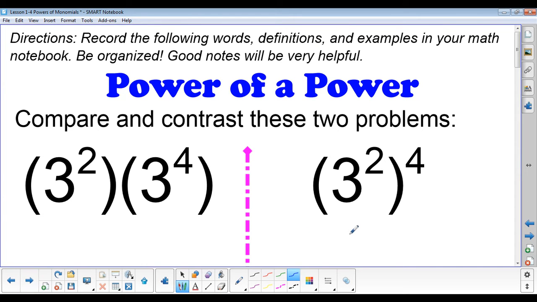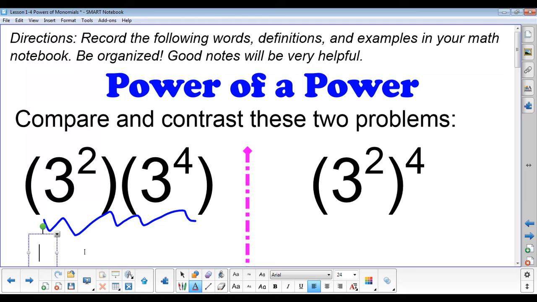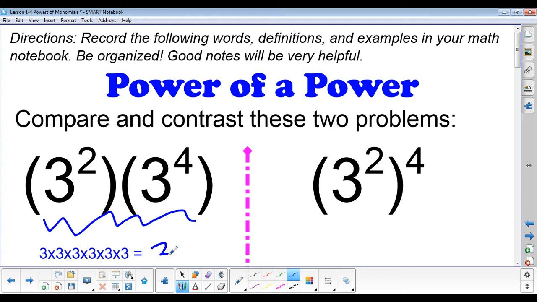This week, we're going to be looking at a little bit of a different situation. So first, let's just look at these two examples. This one should look familiar. It's similar to the ones we did last week. Again, if we were to expand this out, we would have 3 times 3 times another 4 3s. 1, 2, 3, 4. And that gives us a grand total of 6. This is the example where we take the two exponents and add them together.